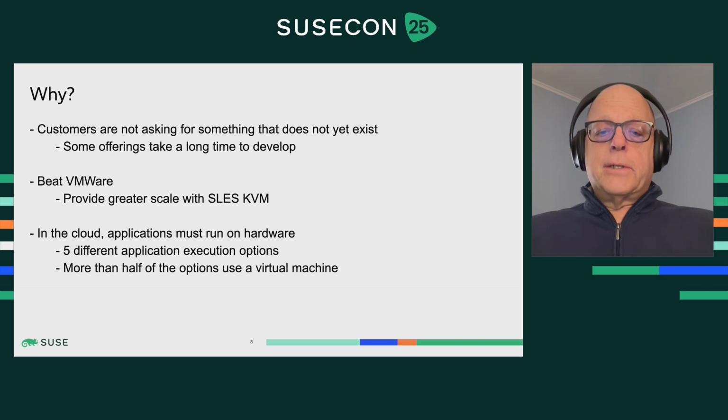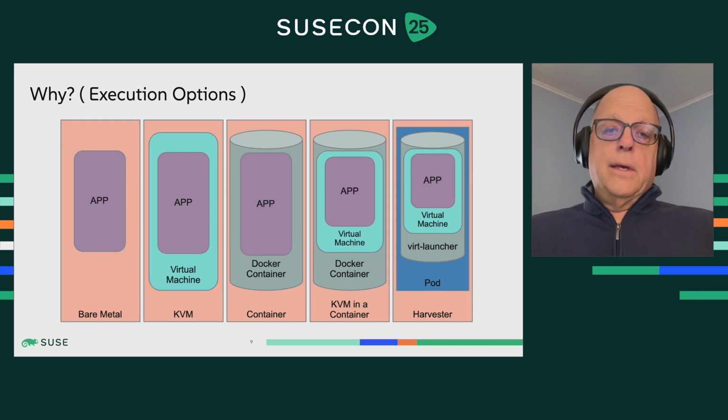And in the cloud, when we look at a cloud solution, all the applications must run on hardware somewhere. So if we look at 5 different execution options where the application will actually run, more than half of them use a virtual machine. So we decided to start with the virtual machine and make sure it can scale, because if the virtual machine can't scale, then the solution can't scale.